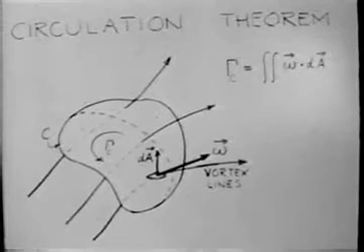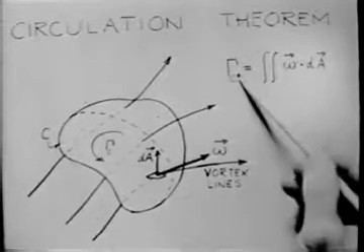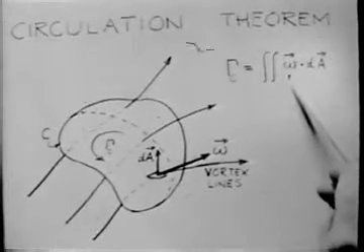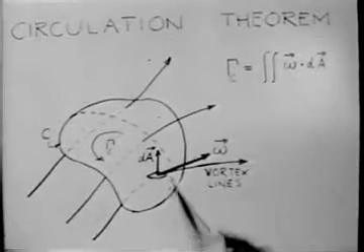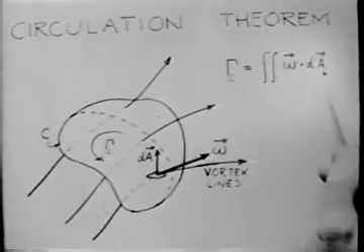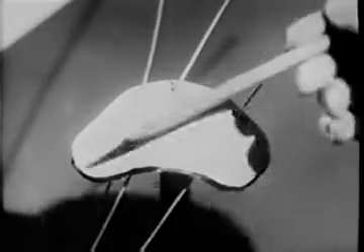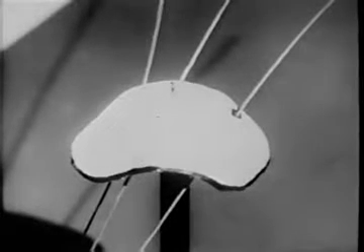Specifically, the circulation gamma around C is equal to the flux of the vorticity vector omega through the area bounded by C. So if there is a definite circulation around some curve, then the enclosed fluid must have vorticity. But if the circulation is zero for every curve in a certain region, then the fluid in that region must be entirely free of vorticity.